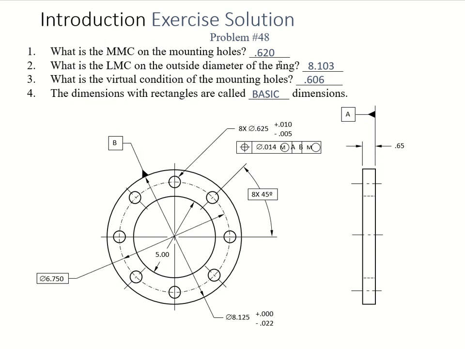You will have to start calculating that. So the mounting holes, it's a hole, therefore it's an internal. You have your MMC, so you have to go and cut it by minusing from here. So you have to minus 0.005. This is where you get this. So 0.620. You have to add 0.10, not the same.